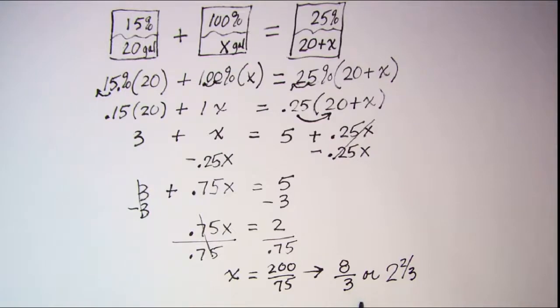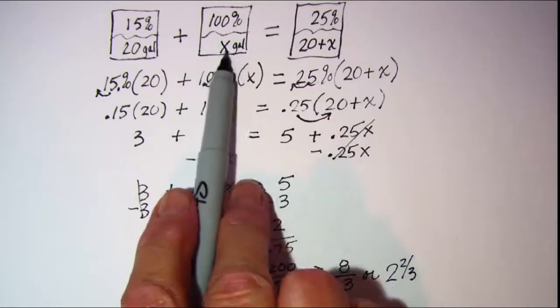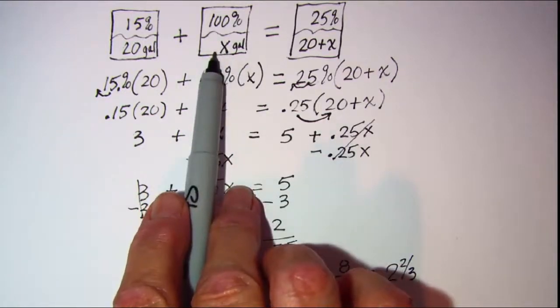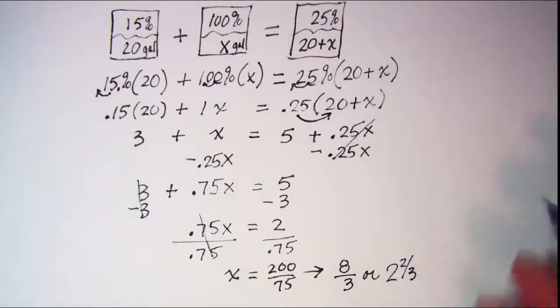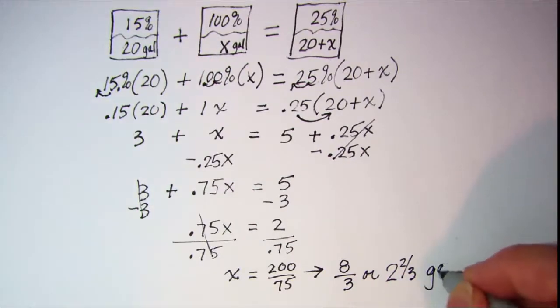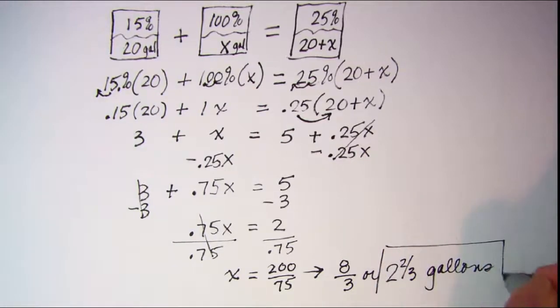So since x was the amount of pure alcohol that I'm adding, my answer then is 2 2/3 gallons of pure alcohol needs to be added.